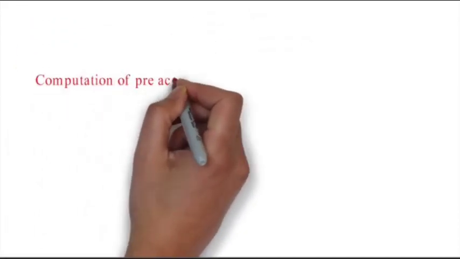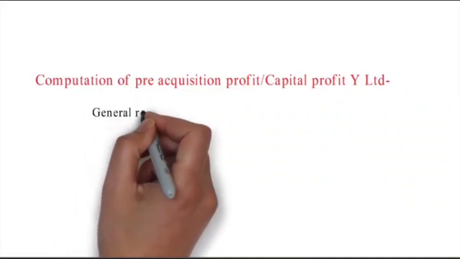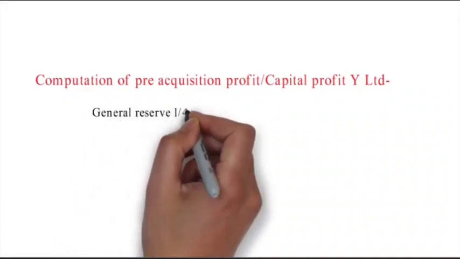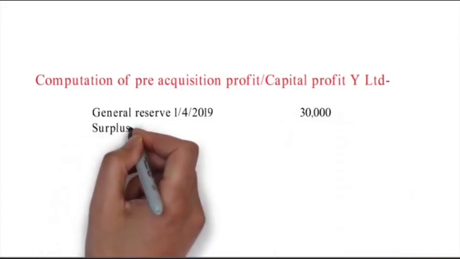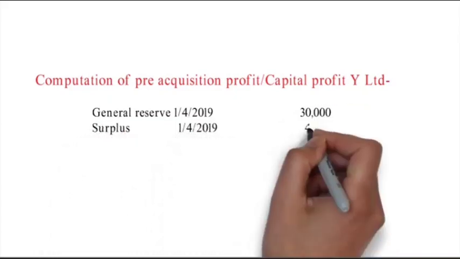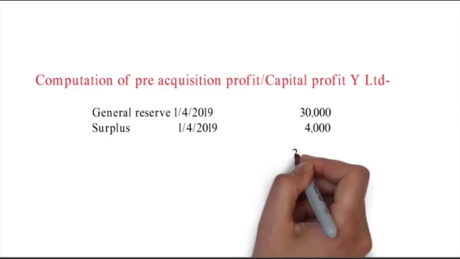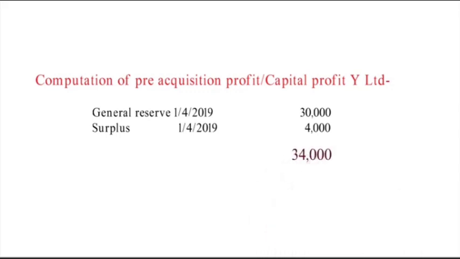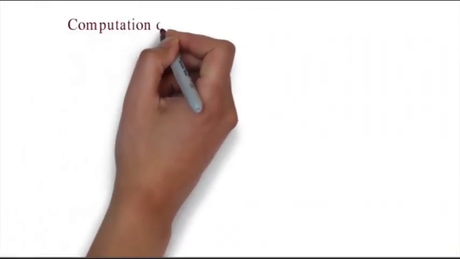Then computation of pre-acquisition profit or capital profit of Y Limited. General reserve on 1/4/2019 30,000, given in our question. Then surplus on 1/4/2019 4,000. Then total 34,000. Our capital profit is 34,000. Then we compute non-controlling interest.